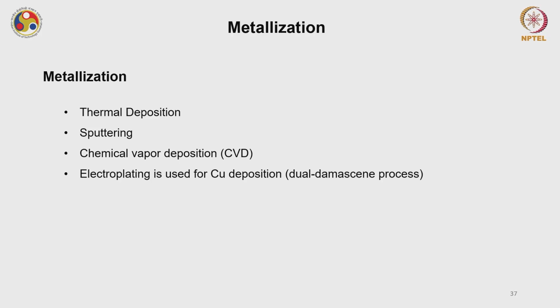Metallization can be done by various means. You can have a thermal deposition method. The sputtering method that you have seen can be a very good metallization technique. CVD is one of the very quick methods for depositing some of the important metals that are used in interconnects. Then electroplating is also used, particularly for copper deposition. So these are some of the methods used for metallization.